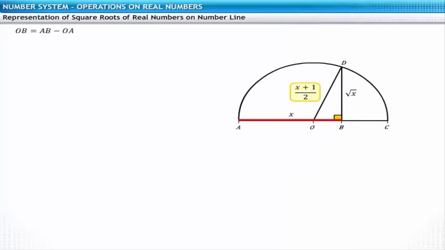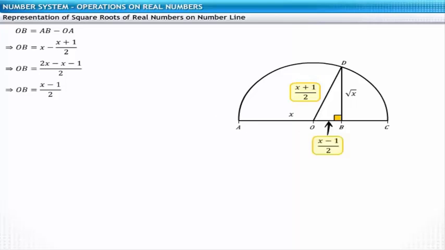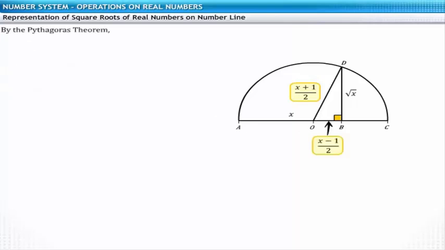Now OB is equal to AB minus OA. Substitute the values of AB and OA. Let's simplify this. Thus, OB is equal to x minus 1 divided by 2. Applying the Pythagoras theorem on triangle OBD, we have OD squared is equal to BD squared plus OB squared. This can also be written as BD squared is equal to OD squared minus OB squared. Let's substitute the values of OD and OB in this equation. Let's simplify this.